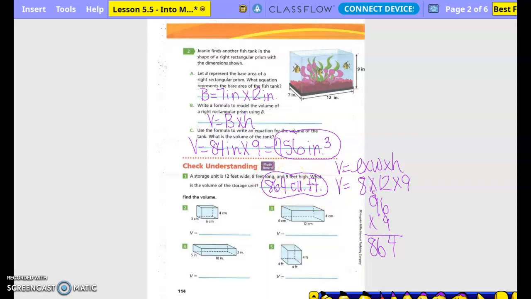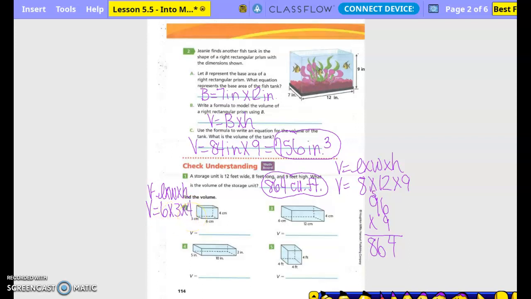Okay, find the volume. So should I see formulas on every one of these? Yes. So what is my formula for number 2? Volume equals length times width times height. So then volume equals 6 times 3 times 4.